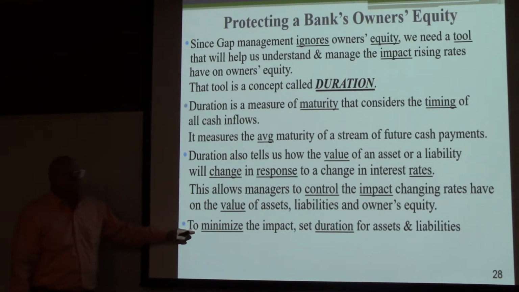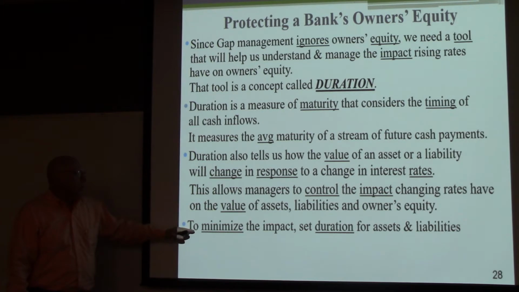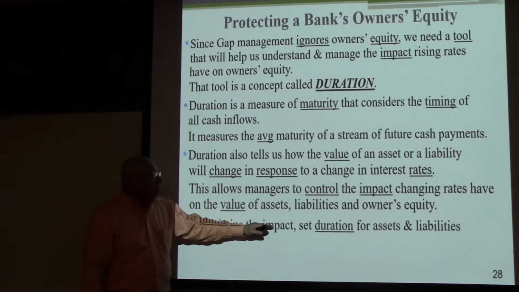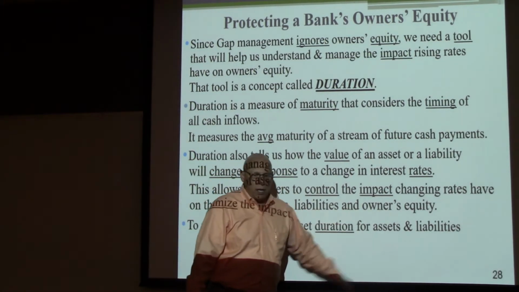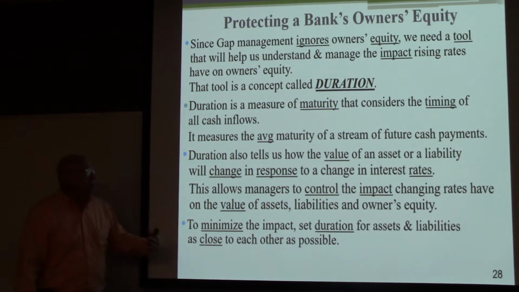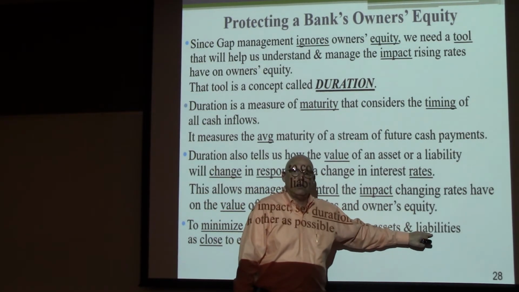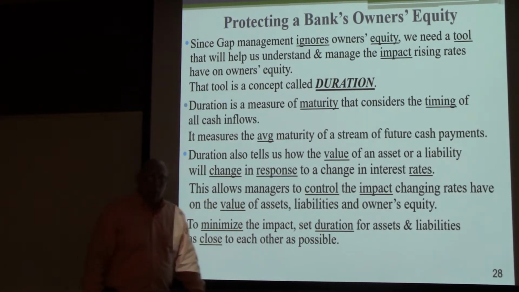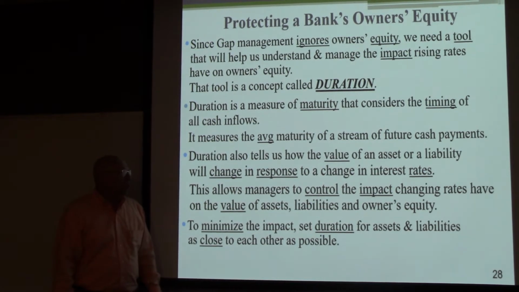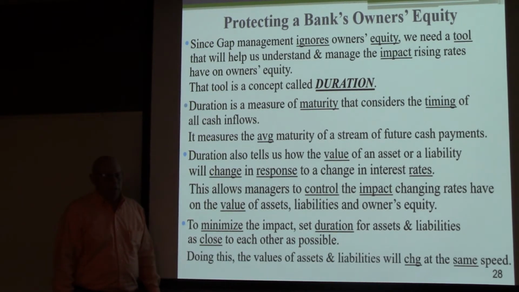To minimize the impact of changing interest rates, we set duration for assets and liabilities as close as possible to each other. Once again, since we cannot forecast rates, we try to manage our sensitivity. We try to manage our risk. And the closer the duration is for assets and liabilities, the less risk and the less volatility we are facing. Okay?